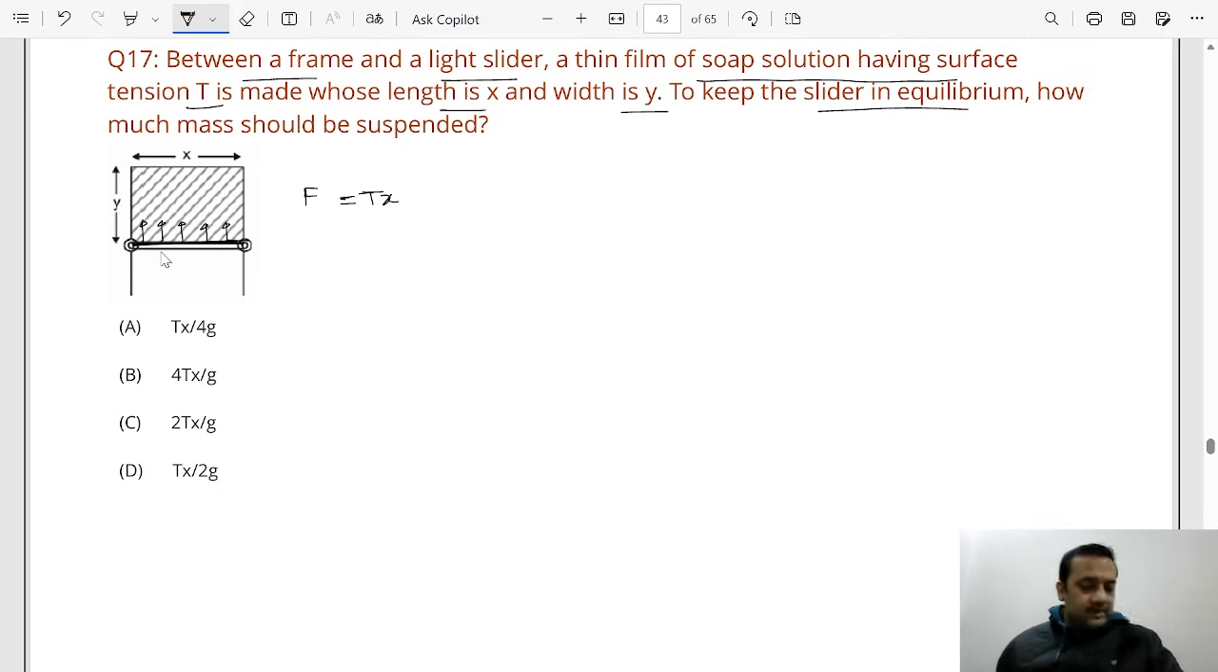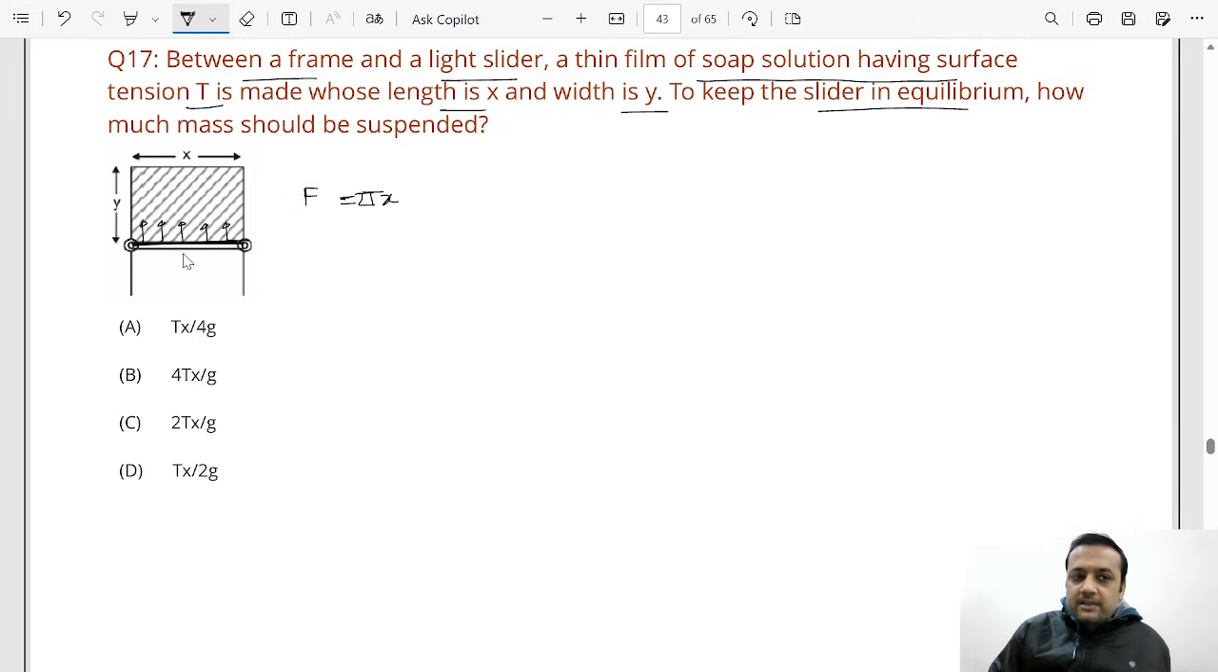Yes, so we can say that Tx force will act on the other side also. So effectively, one is this Tx force, and the other surface will also apply the Tx force on this slider. So total force due to surface tension is 2Tx.